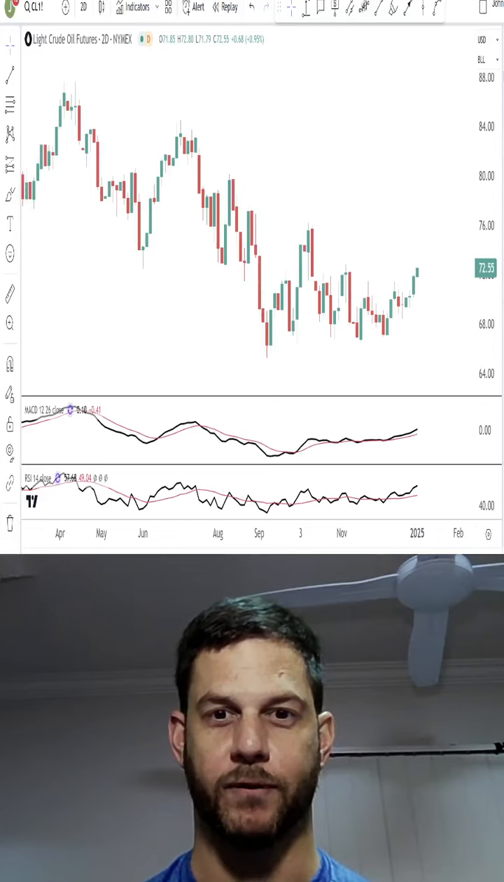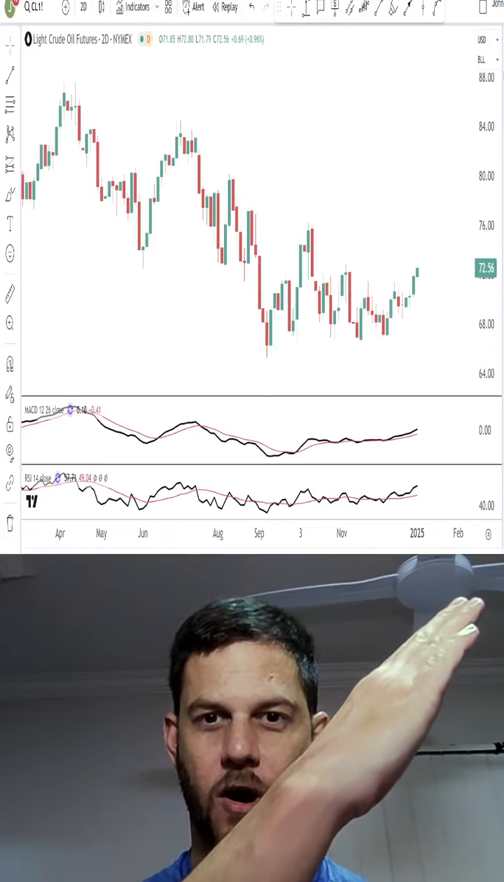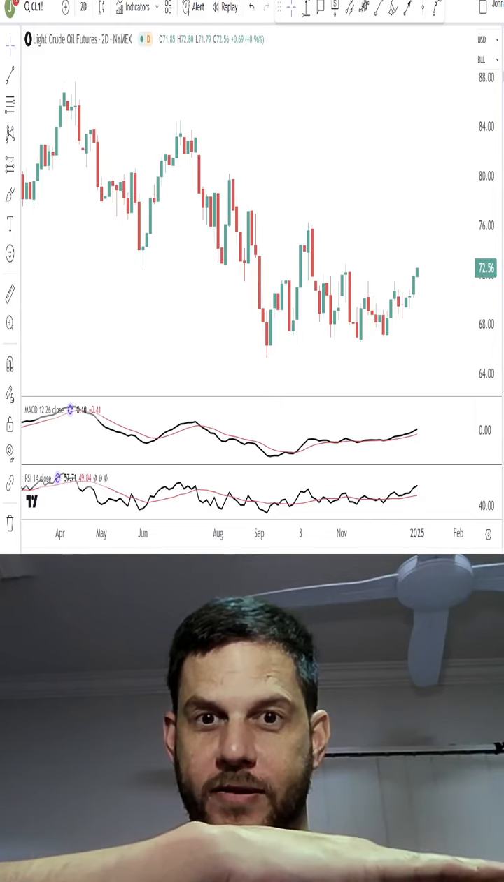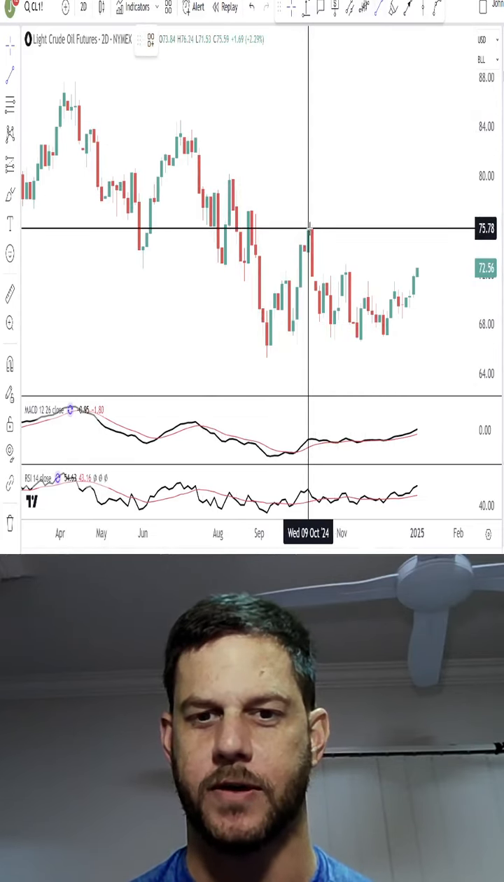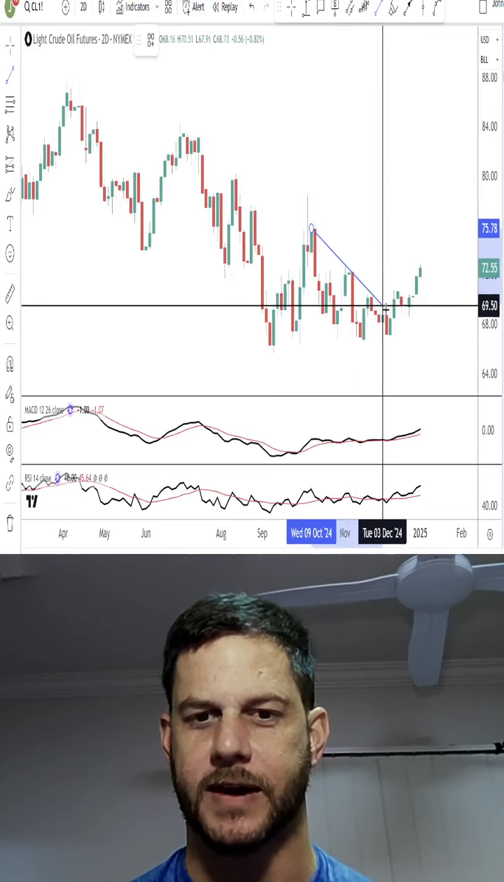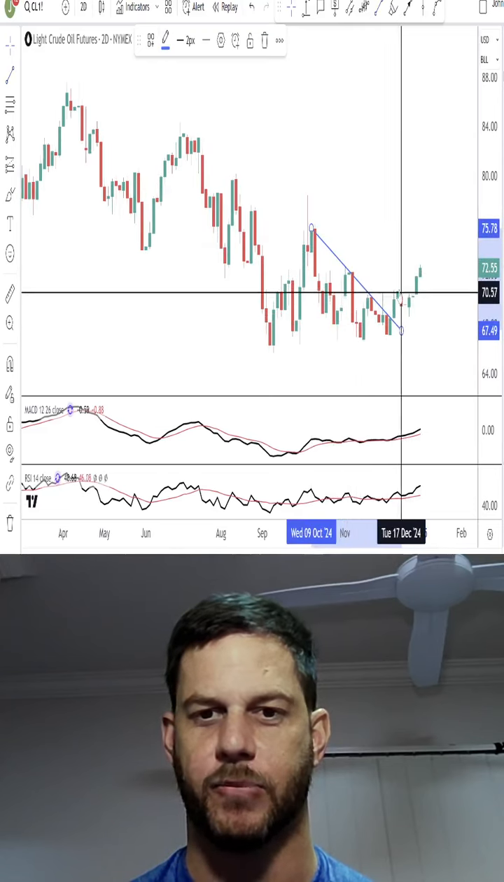Here's a great example of why I don't like angled trend lines as much as key previous price levels, horizontal levels of support and resistance. Let's have a look at the oil chart. It's a great example. If you're drawing angled trend lines, you could say, well, here's the high in October, there's a touch, lots of resistance there, and that's a breakout.